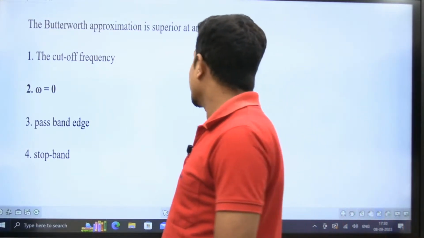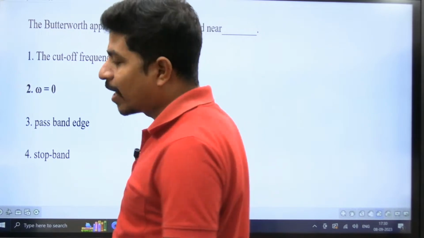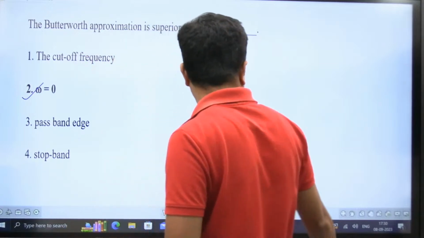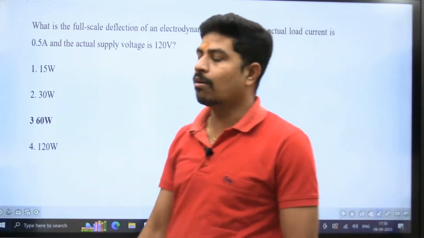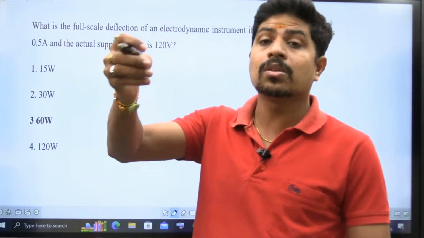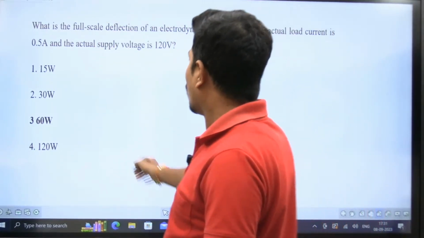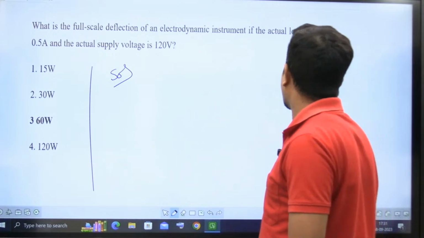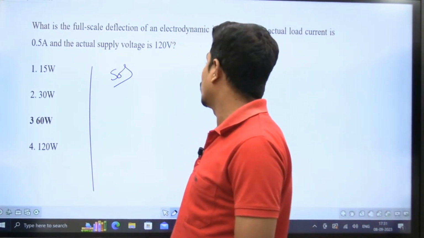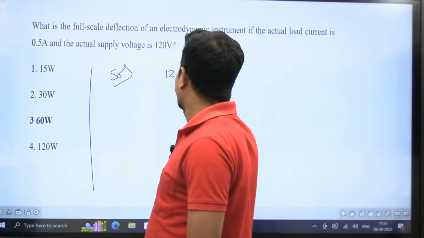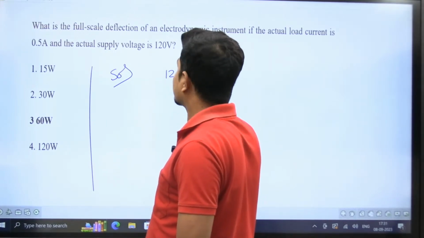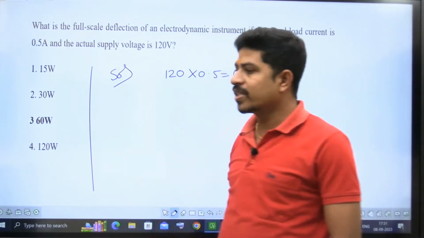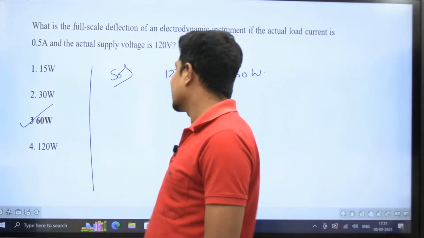The Butterworth approximation is superior at and near omega equal to 0. Yes, at omega equal to 0. Right? Next question. All are theory questions only. There are 1 or 2 problems, and those problems are also very simple. Now look at this question. What is the full-scale deflection of an electrodynamic instrument if the actual load current is 0.5 amperes and the actual supply voltage is 120? So current is 0.5 and voltage is 120. If you multiply this, you get 60 watts. I have to put a full-scale deflection of 60 watts. Option is 3. Direct question.